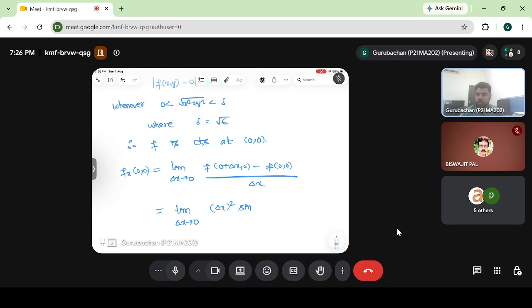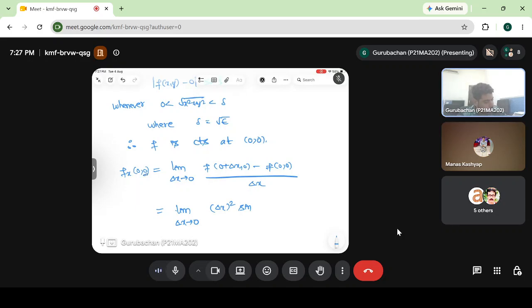So tell me why it is 0. Sine will get 1 by 0. Okay. 0. So f of (0,0) is 0, and in the denominator we have delta x. One delta x will cancel, and when we apply the limit delta x to 0, it will give exactly 0. But here if you observe, it is already 0.